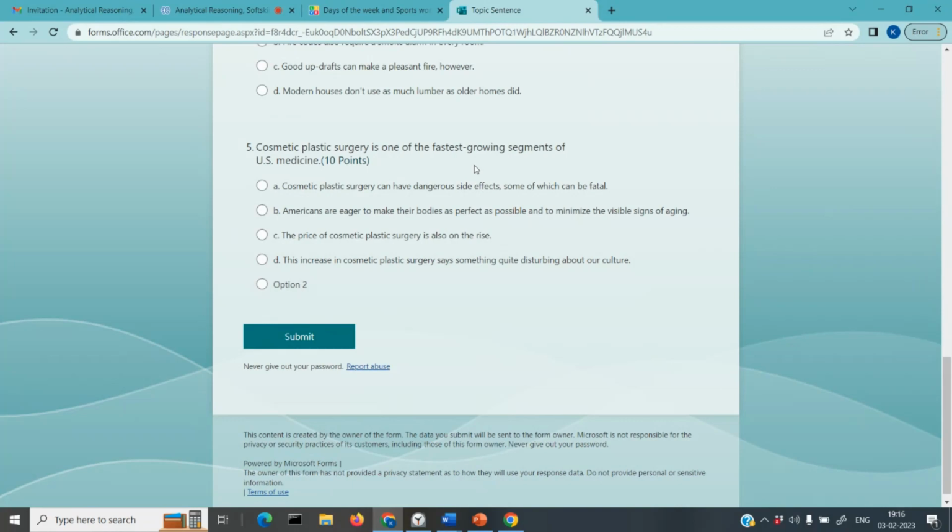So option B is the answer, ma'am. Okay, are you sure? Yes, ma'am. This is also like the last question, ma'am: US medicine means American, USA, United States of America. So this can be relatable, I think.